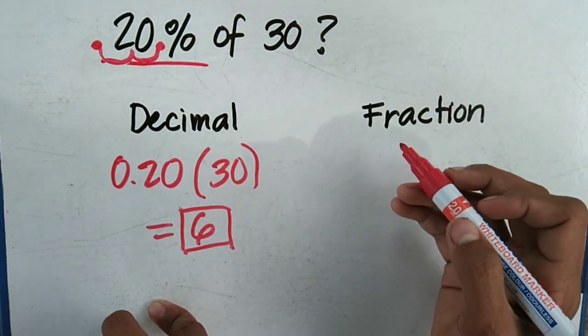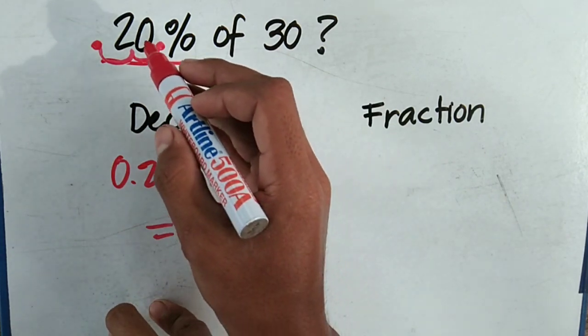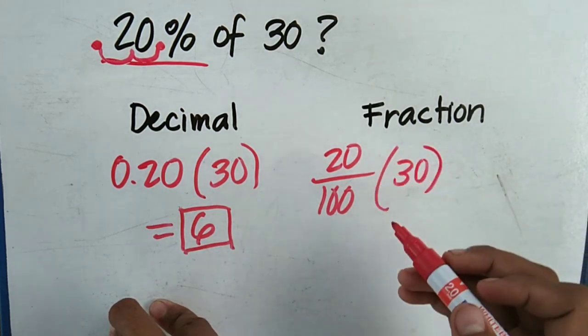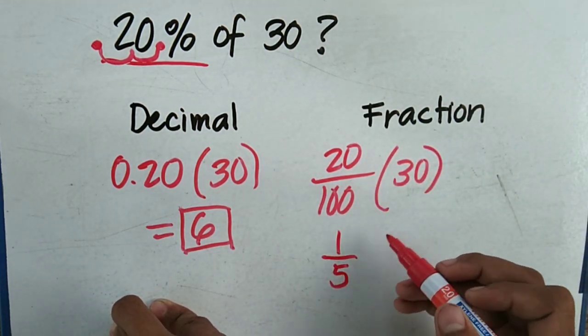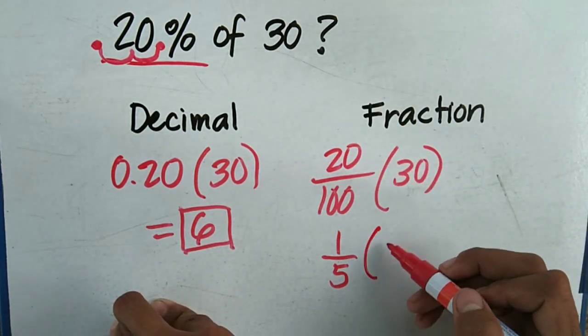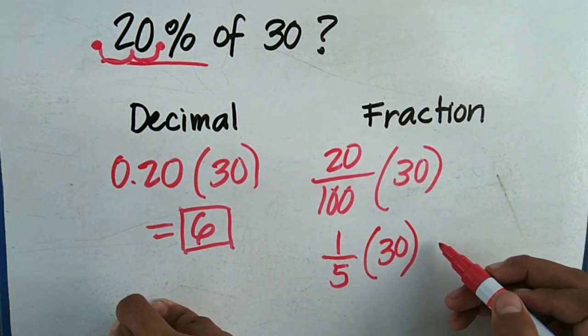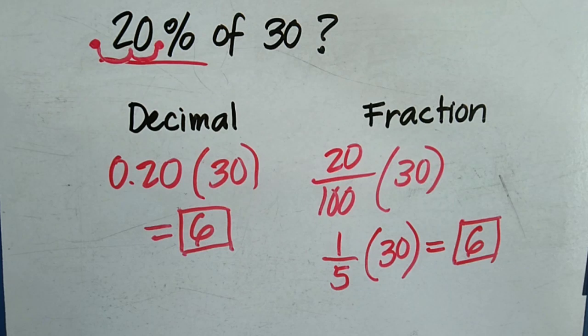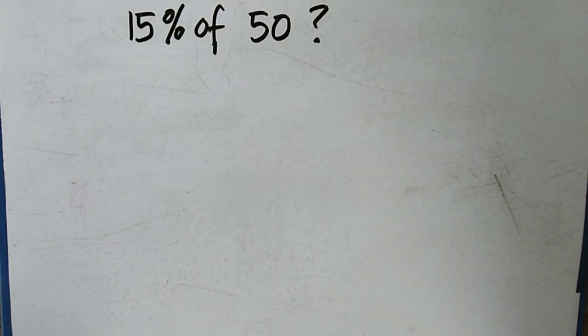Let's have the second method or way. 20 will become 20 over 100 and 30. 20 over 100 is equal to 1 over 5, divisible by 20 pareho. So 1/5 of 30 is equal to 6. So we obtain the same answer. Basta, always remember na pag nagsosolve tayo ng may percent, always kino-convert natin yung may percent sa decimal form or sa fractional form.